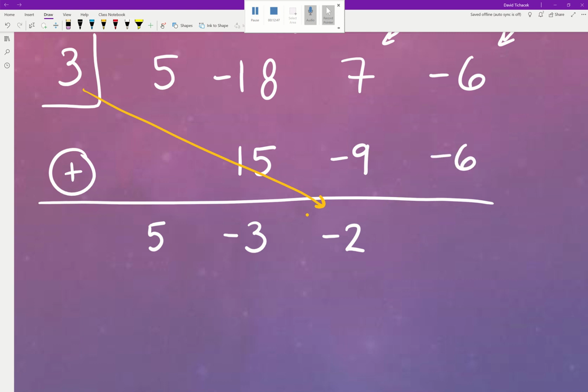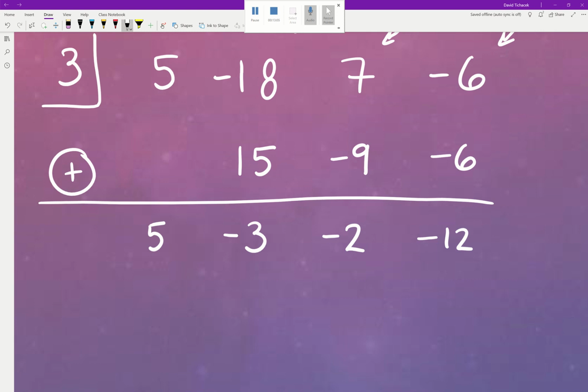And then, of course, we add, and we run out of columns there. So we get as our final number here negative 6 plus negative 6, or in other words, negative 12. Equally as important as understanding how synthetic division works as far as the algorithm is concerned, we also need to understand how to interpret our answer here.